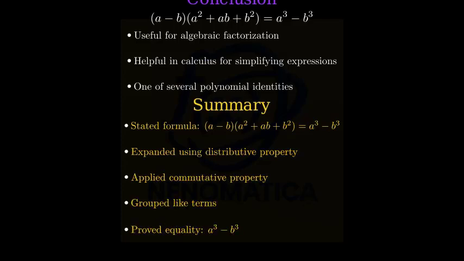First, we stated the formula, the product of a minus b and a squared plus ab plus b squared equals a cubed minus b cubed. Next, we expanded the left side using the distributive property. Then, we simplified using the commutative property of multiplication. Finally, we grouped like terms and showed that certain terms cancel out, leaving us with a cubed minus b cubed.